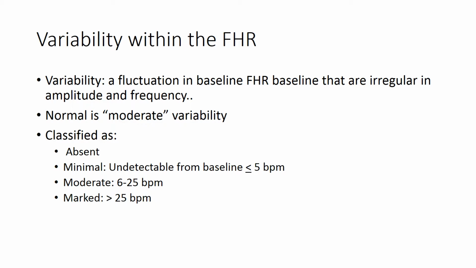Neurologically intact means that it's probably well oxygenated and the amplitude is within 6 to 25 beats per minute. So normal is under the category of moderate, but we can classify the variability or the variability baseline range as absent, minimal, which is undetectable from the baseline, or less than 5 beats per minute. Moderate is 6 to 25 beat range, and marked is greater than 25 beats per minute.